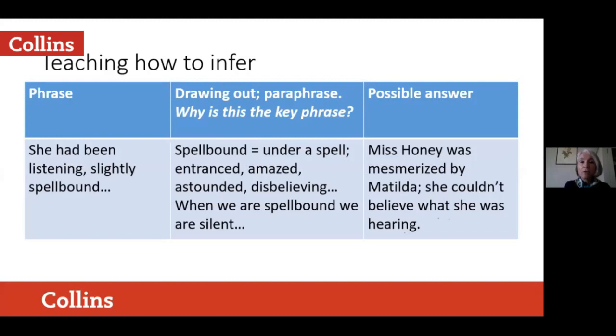The examiner is looking for words like entranced, amazed, astounded, disbelieving. When we're spellbound, we cannot believe what we are hearing. So a good answer would be that Miss Honey was mesmerized by Matilda's recitation, that she couldn't believe what she was hearing. So we start with the words the author gives us. We draw them out, we paraphrase, we write out synonyms, close synonyms, we work out what it really means, and that leads us to our answer.